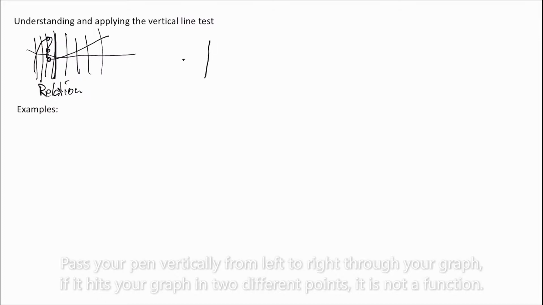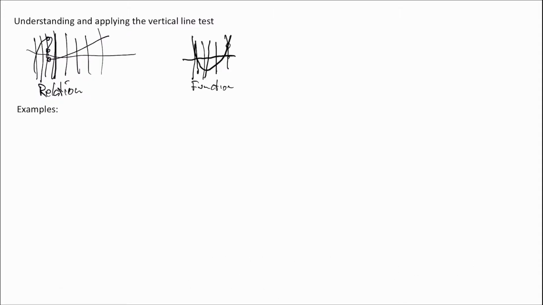So let's say if I have a parabola, if I draw many lines, my input will never cross my output more than once. So that is a function. What I like to do here is also I just go from left to right, passing my pen through the graph. And then if my pen hits my graph more than once at the same time, then that is a relation, not a function. So now let's go to some examples.